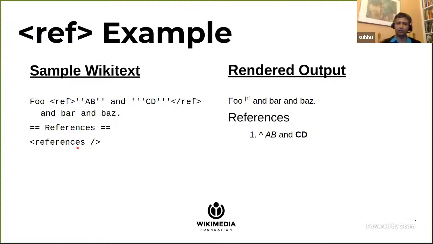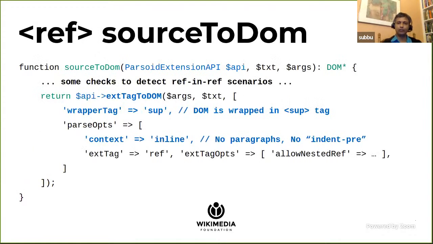So this is how the rendered output looks. As you see, where the ref tag showed up in the source, right after the foo text, you get a numbered link which points to the references section at the end of the document. And that's where you see the content of your ref tag. So essentially, the content is not at the place where the ref tag showed up. This is useful when we talk about implementation in the following slides. Let's first look at the source-to-DOM implementation.